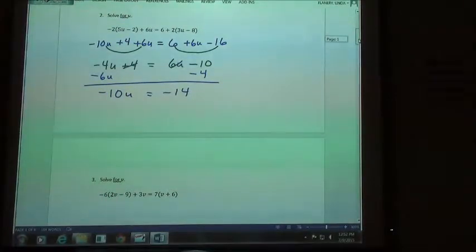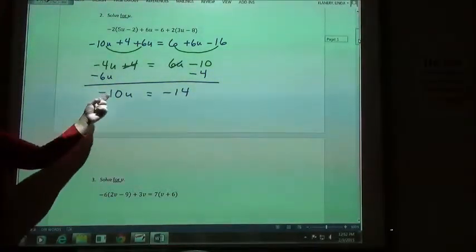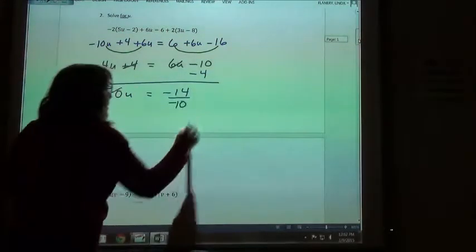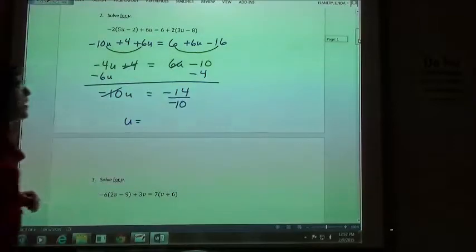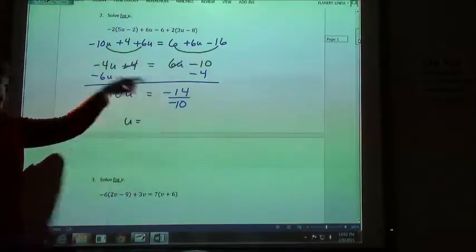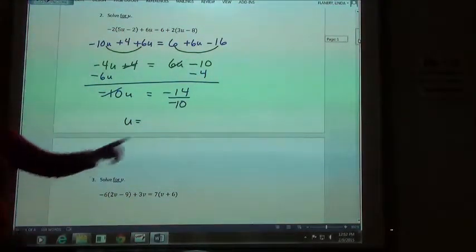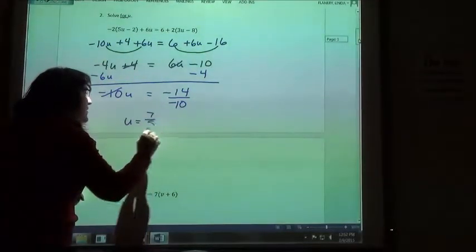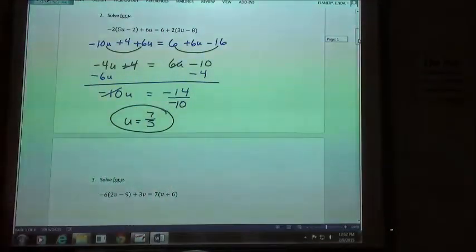My last step, divide by that negative 10 and simplify my fraction. A negative over a negative makes it a positive, and if I divide by 2, I would get 7/5. So u equals positive 7/5.